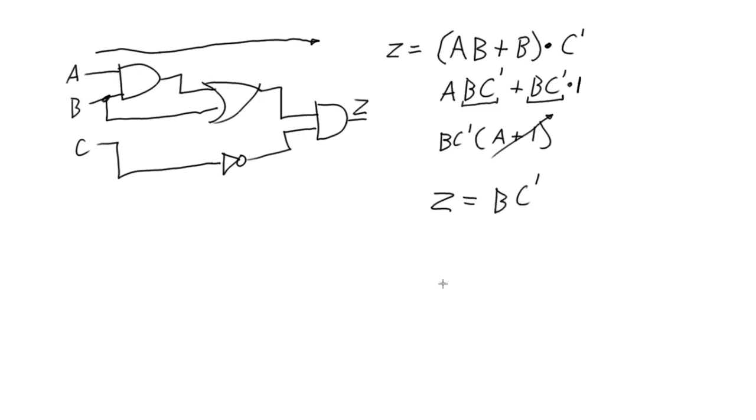So let's draw what our simplified circuit looks like. We've got an AND gate and a NOT gate. So here's B and here's C, and our output is Z. Interestingly, it looks like A doesn't actually have any effect on Z. It doesn't even really matter. So we took 1, 2, 3, 4 gates and brought it down to 2 gates. So that's just the use of Boolean algebra.